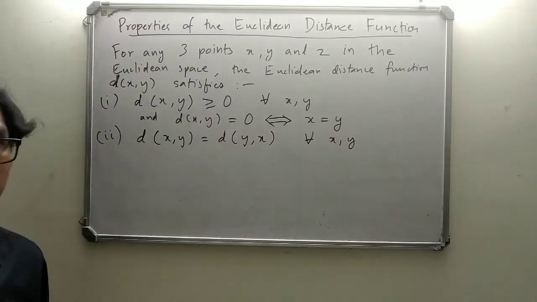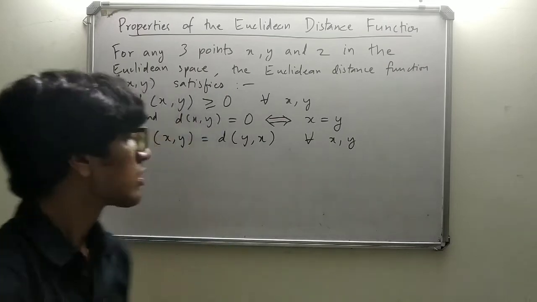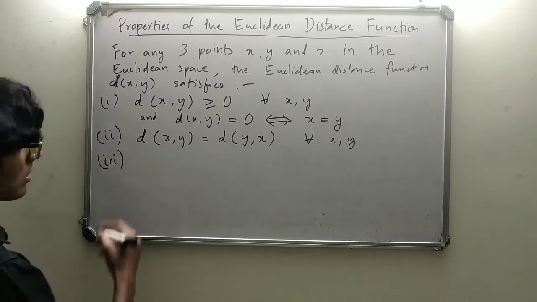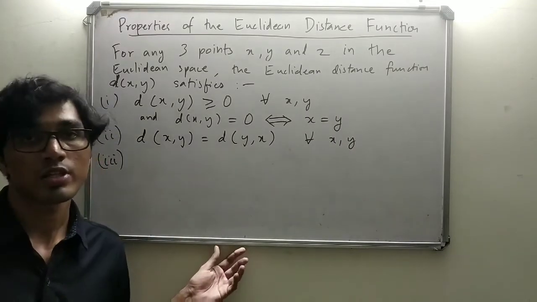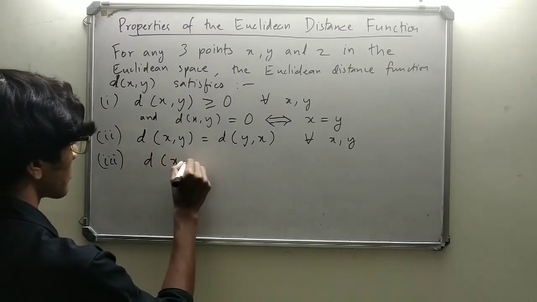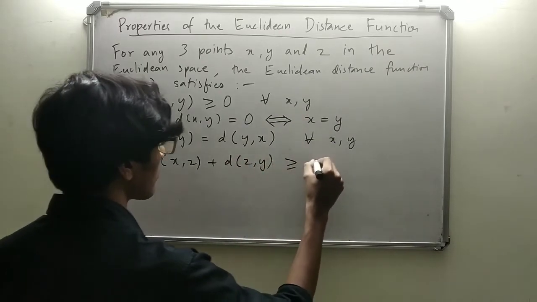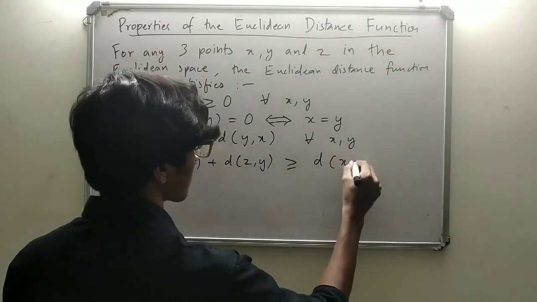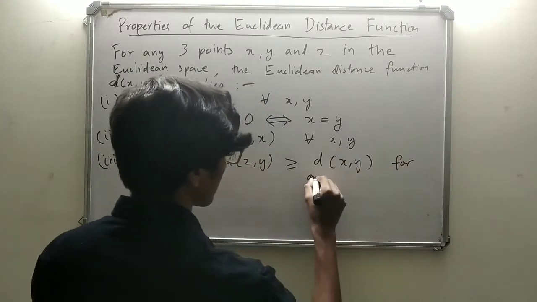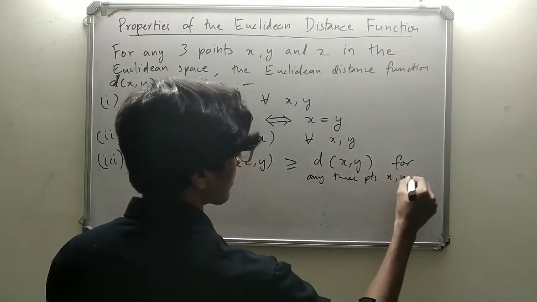It's pretty intuitive. For any 2 points, the distance between x and y is the same as the distance between y and x, right? Now the third property is the much familiar triangle inequality, right? Which is d of xz plus d of zy is greater than or equal to d of xy for any 3 points x, y and z.